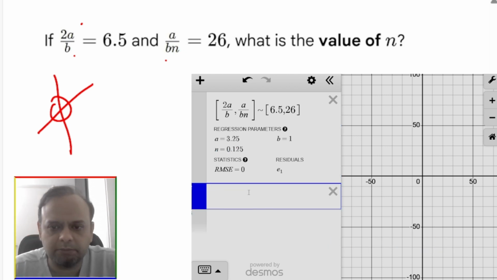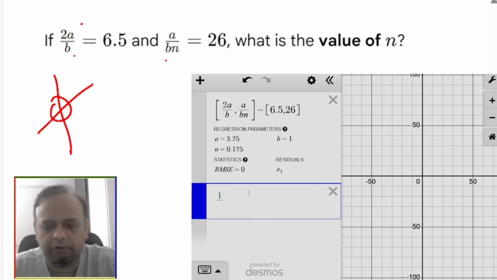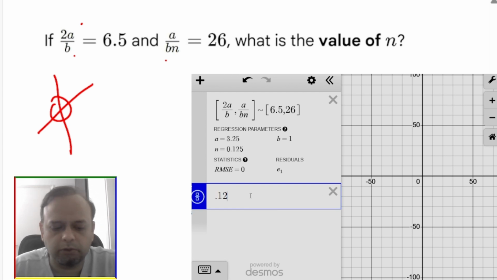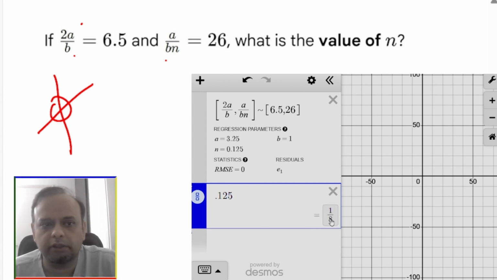If you want to answer in decimal, good. If you recognize this is 1 by 8, you can see that. Or if you did not, if it's a non-recurring decimal, what you can do is 0.125, click on this button, you see that this is 1 over 8.